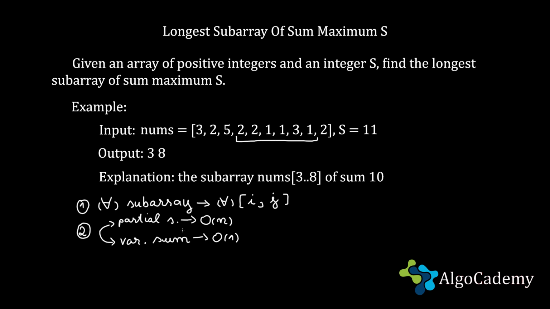And once we have the sum, I guess it's pretty simple, right? We just check if that sum is less than or equal to s, and we update our answer variable, which holds the longest length of some subarray of sum at most s, right? So the only two things here are fixing the subarray and having the sum computed. The first one we know. Let's see how we should do that with the variable sum.